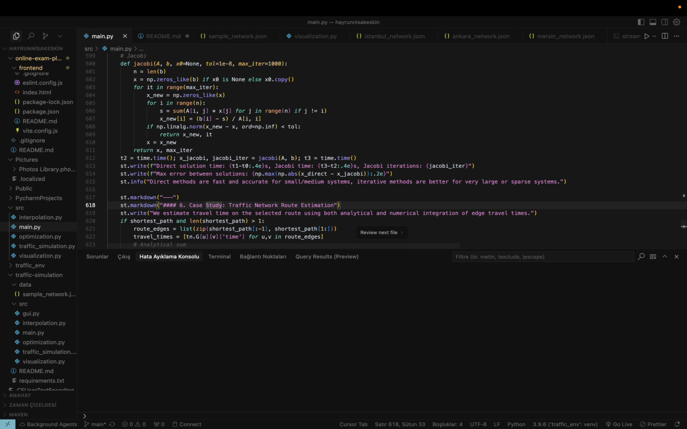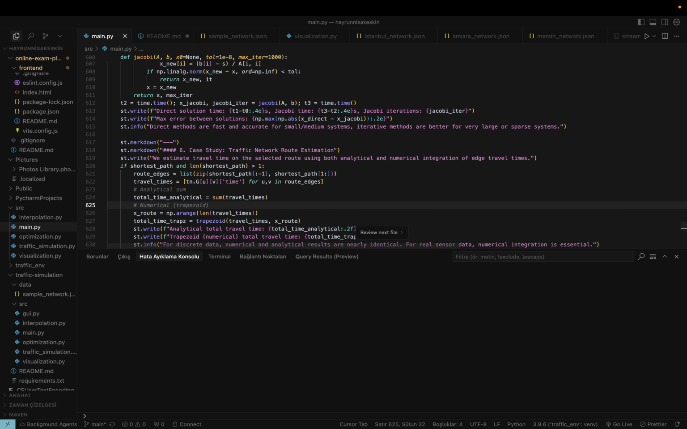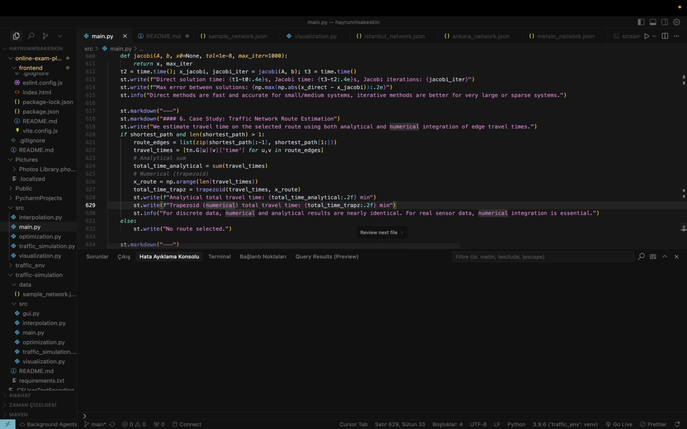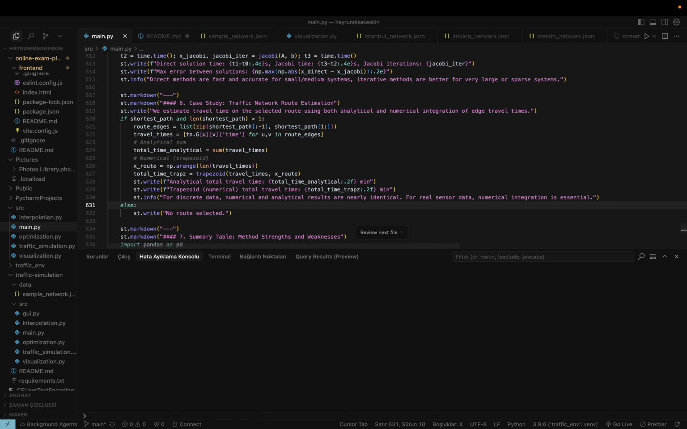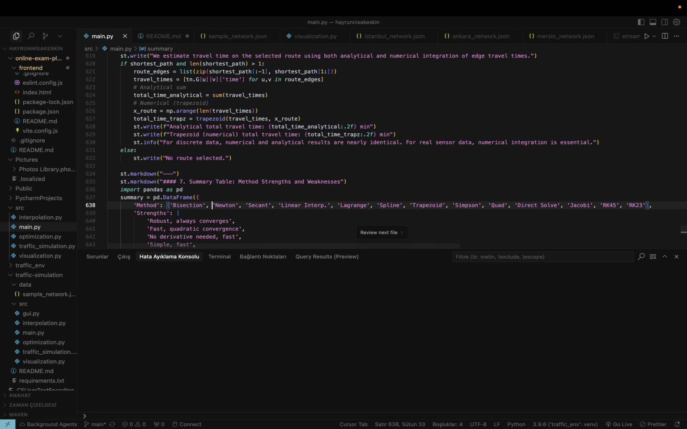And errors, writings, and analytic sum, total time analytical, and numerical trapezoid, and root length, analytical total travel time and trapezoid numerical total travel time. For discrete data, the numerical and analytical results are nearly identical. And no root selected.